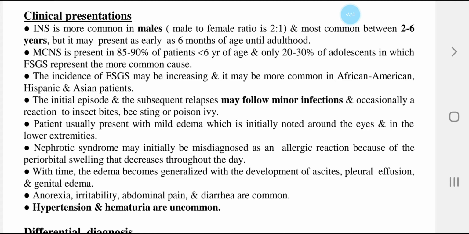Patients usually present with mild edema, which is initially noted around the eye and in the lower extremities. Nephrotic syndrome may initially be misdiagnosed as an allergic reaction because of the periorbital swelling that decreases throughout the day. With time, the edema becomes generalized with the development of ascites, pleural effusion, and genital edema. Anorexia, irritability, abdominal pain, and diarrhea are common. Hypertension and hematuria are uncommon.